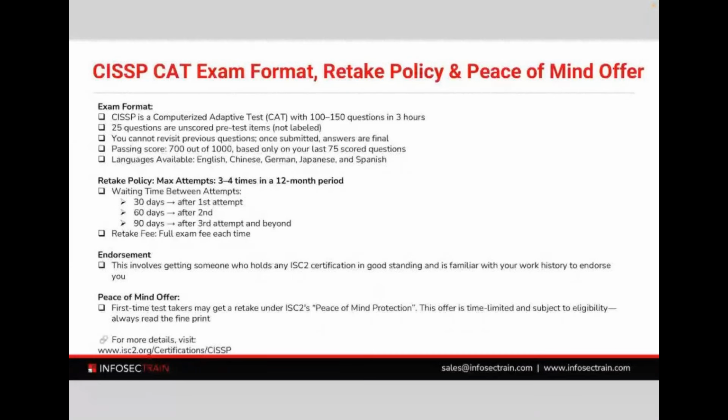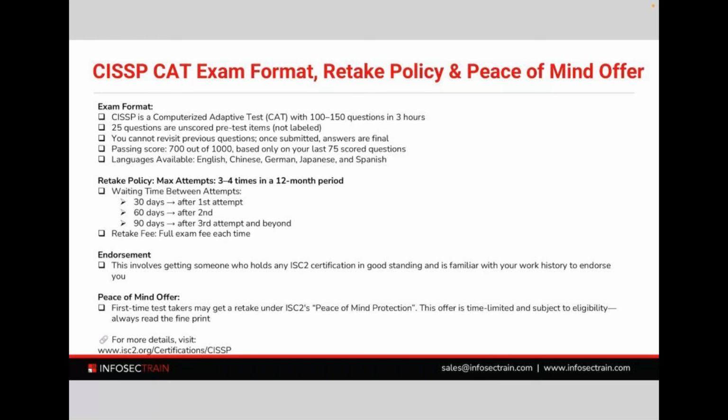So in a year, there are around 3 to 4 times that you can retake, but you cannot take it consecutively. There's a cooling off period. For example, after the first attempt, the cooling off period is 30 days. After the second, it is 60 days. Third is 90 days. And there's a retake fee, which is the full exam fee that you'll have to bear.